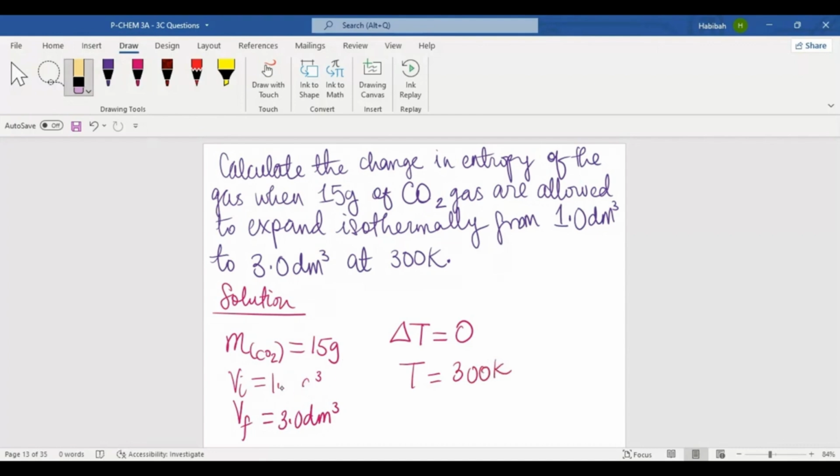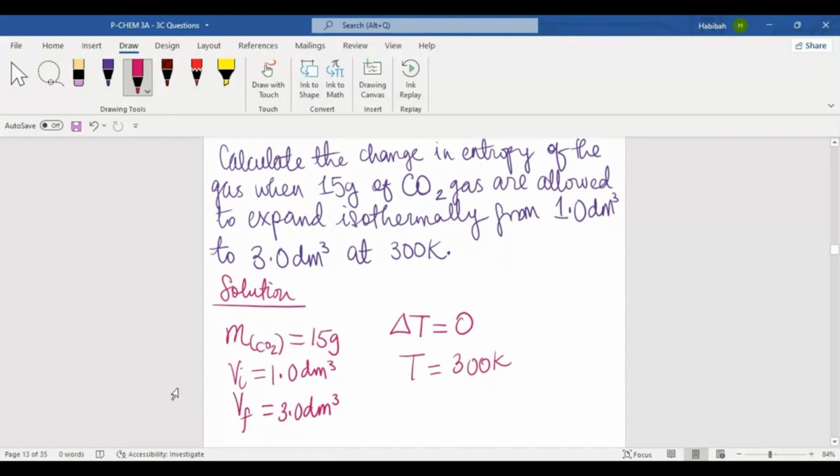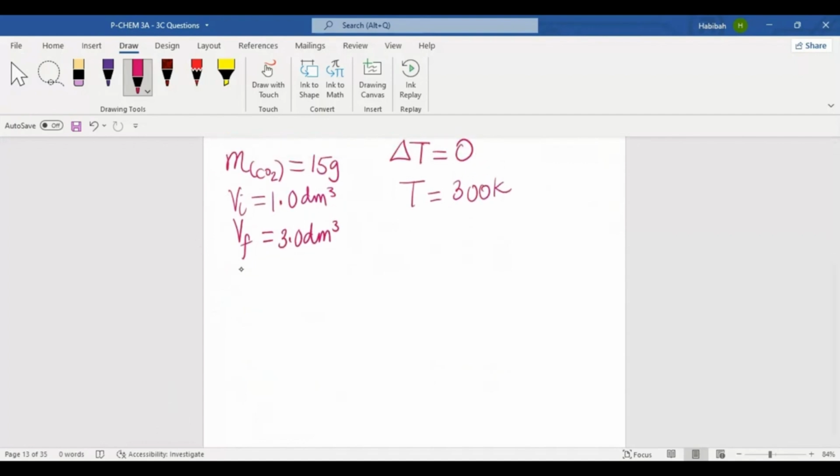So this is a very, very important question. One thing you have to know is that when you have a question like this, where you're told that there is an expansion that occurs isothermally, or an isothermal expansion, and you're dealing with entropy, it's important for you to know the formula. The formula for the change in entropy in an isothermal expansion process is ΔS = nR ln(V final divided by V initial). So this is it. This is how it's done. When you have this information, you can now go on to solve the question.